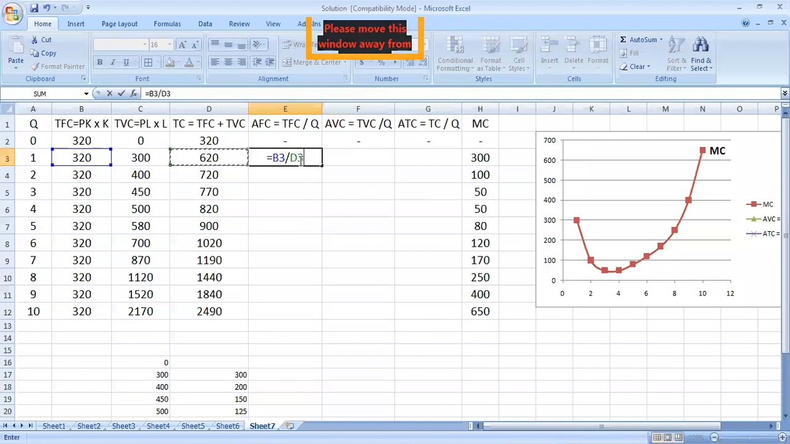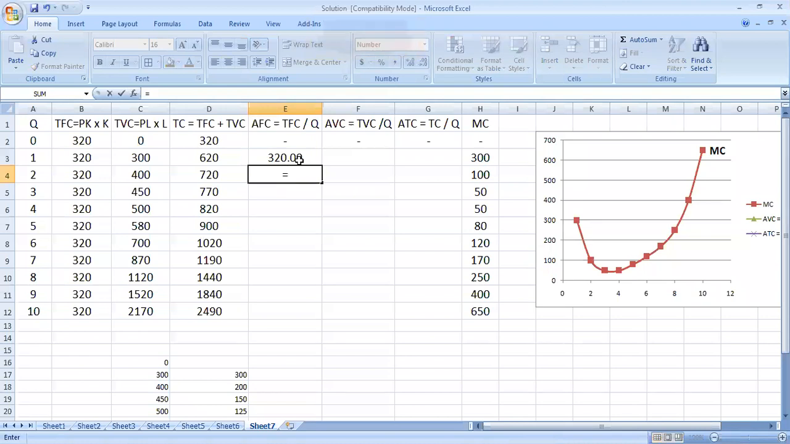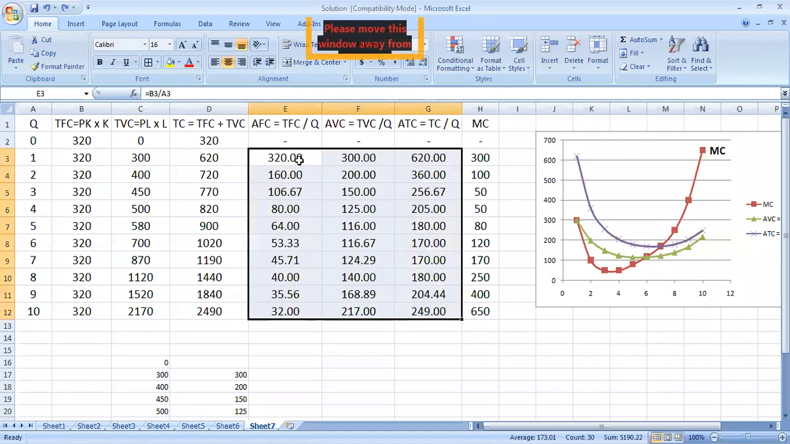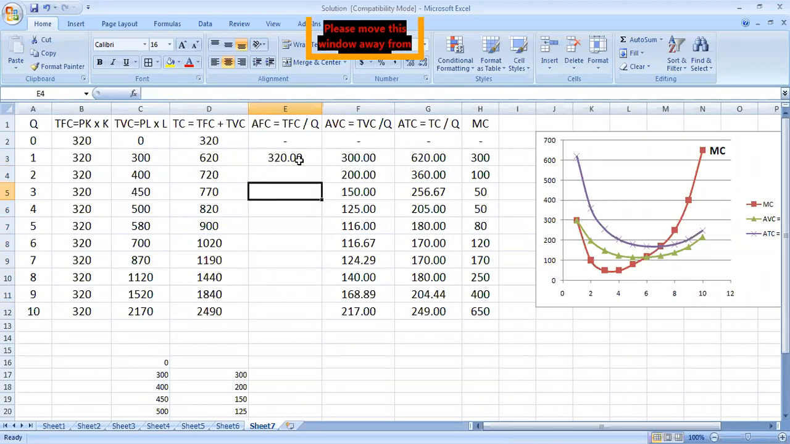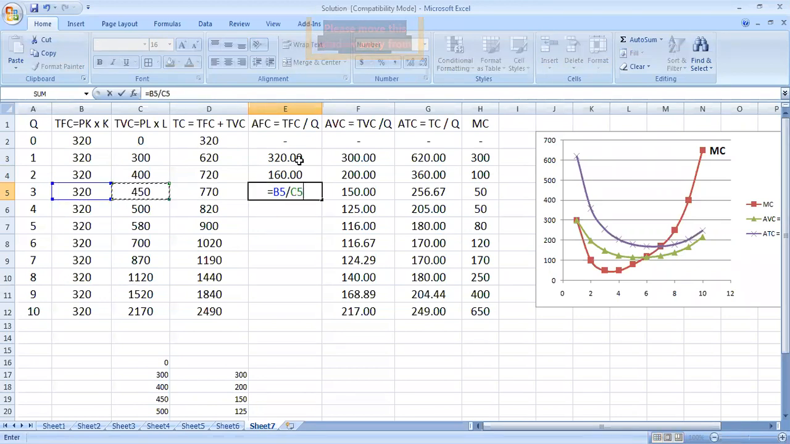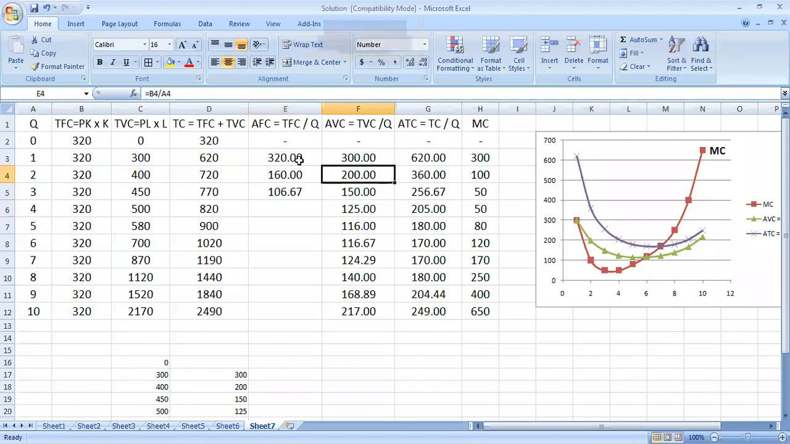Dividing total fixed cost by output, 320 divided by 1, the answer is 320. Then 320 divided by 2, the answer is 160. When you divide 320 by 2, the answer is 160. Then 320 divided by 3, the answer is 106.